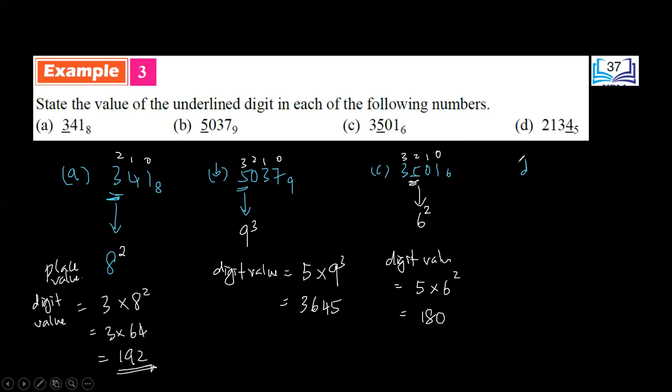Okay, D, 2134 base 5. The last digit here, 4. Start from the last one, 0, 1, 2, 3. The place value is 5 to the power 0. Digit value: 4 times 5 to the power 0. Anything to the power 0 is 1. So 4 times 1 is 4. Like that.